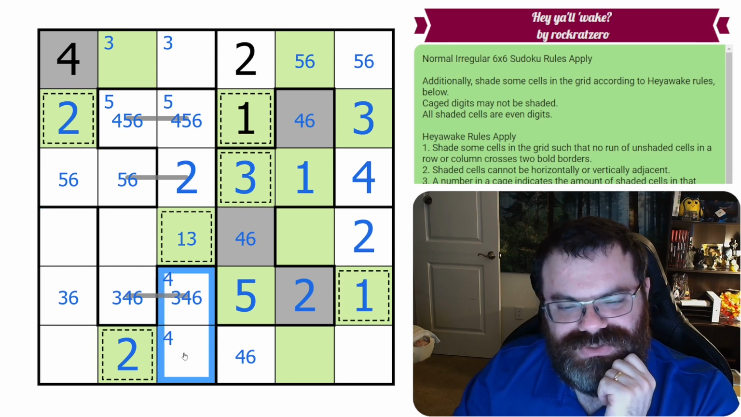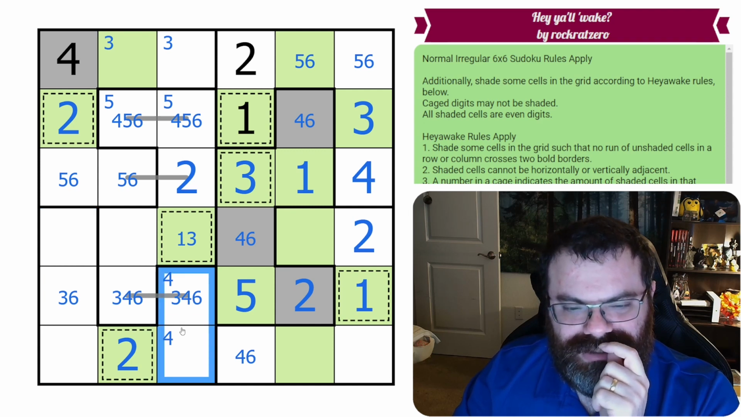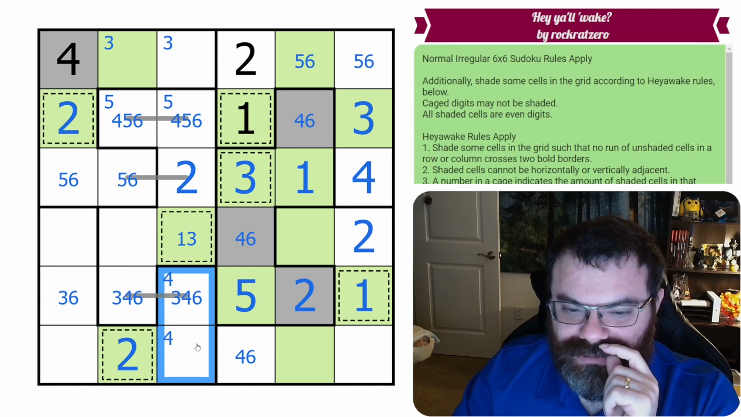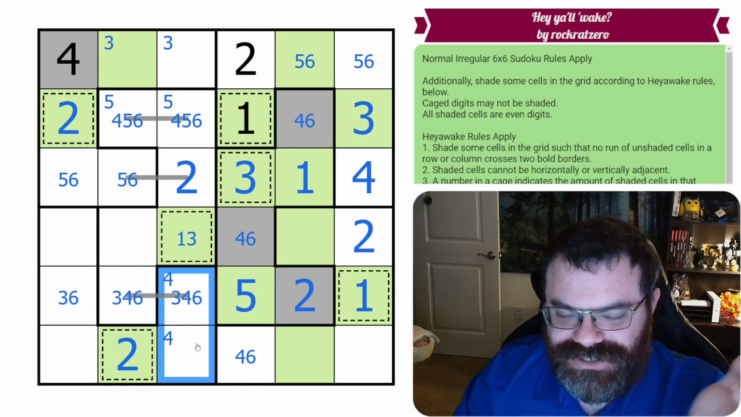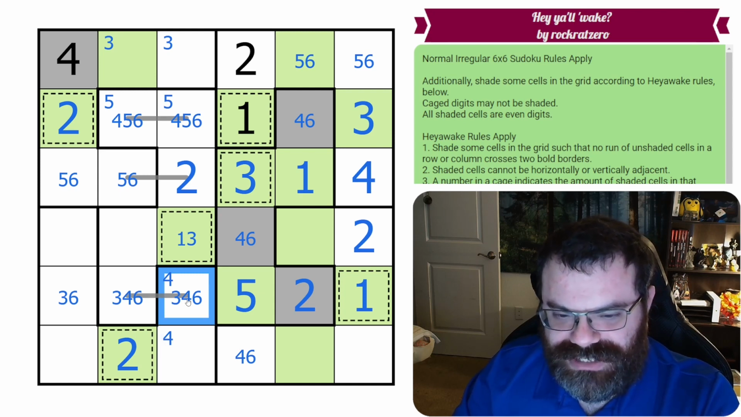Okay, I gotta shade 2 cells, but that's not hard. Well, one of these will be shaded. Oh, interesting. I just thought about that. One of these is a 4, and it's going to be shaded, because we have to shade the 4 and the 6. But that's going to go over here. I can't shade both of these cells.